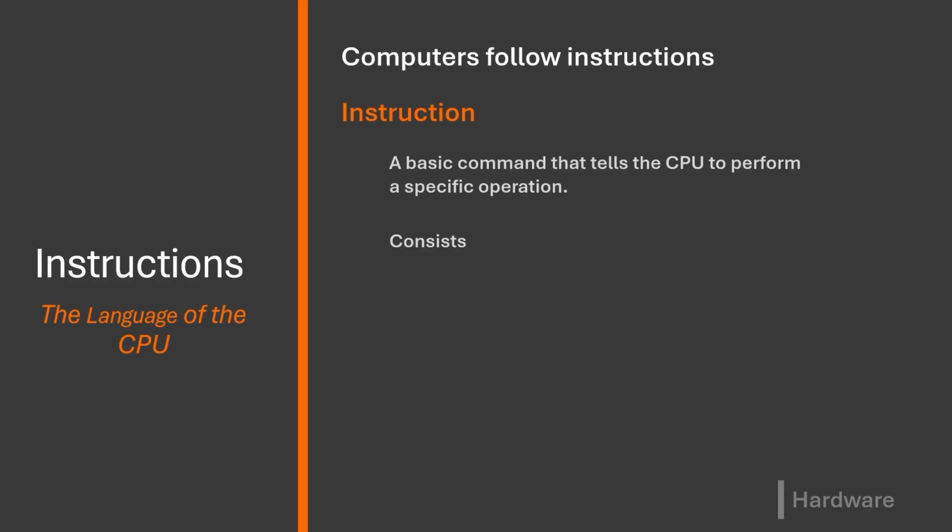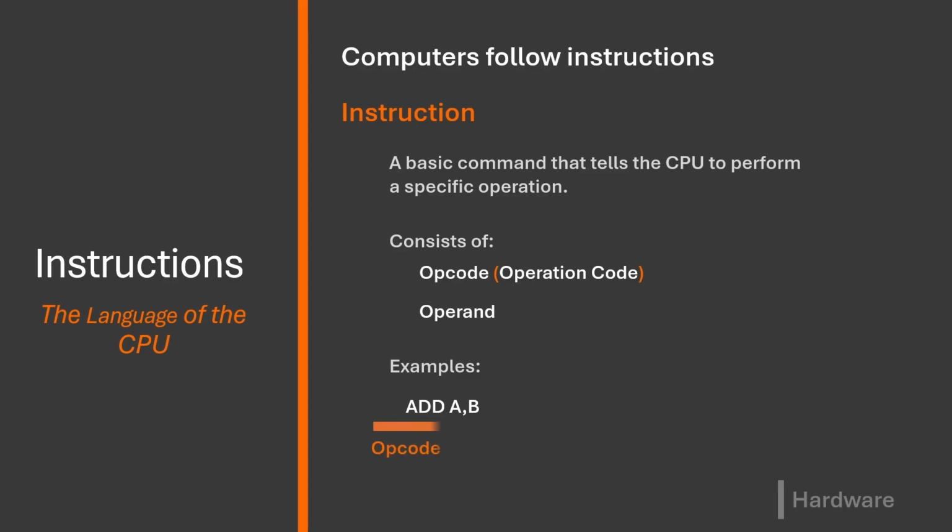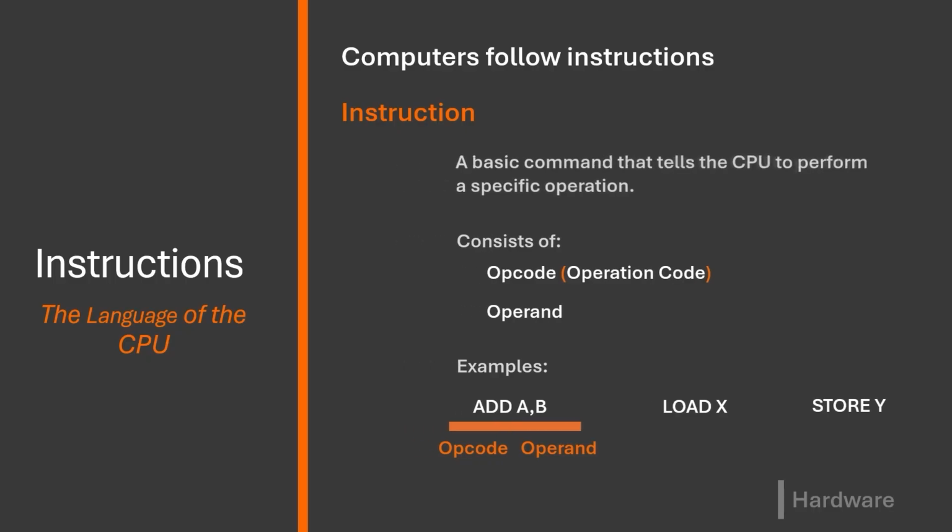Each instruction consists of two key parts. First is the opcode, which is the operation code that tells the CPU what action to perform. And we have the operand, which is the data involved or the memory location of where the data can be found. So for example, add A B tells the computer to add the values stored at memory locations A and B. Here add is the opcode and A and B are the operands. Another instruction would be load X, which retrieves the value stored in the memory location X. And we could also have store Y, which saves the results of an operation to the memory location Y.